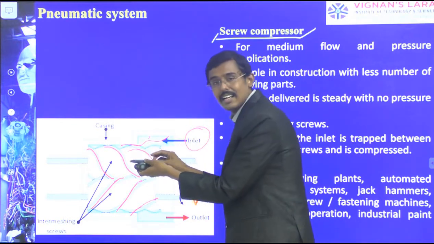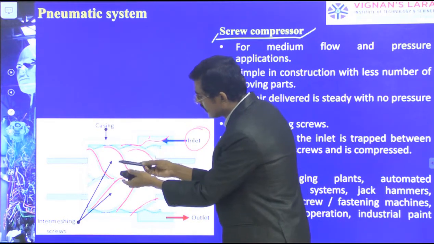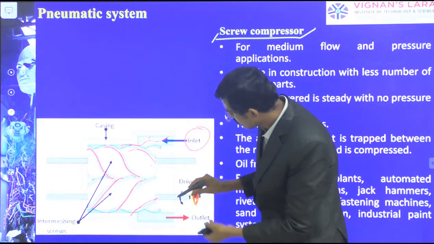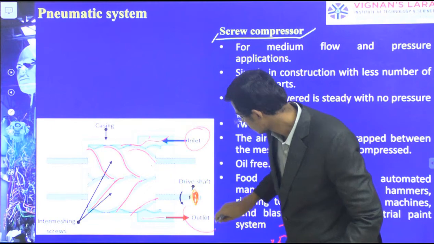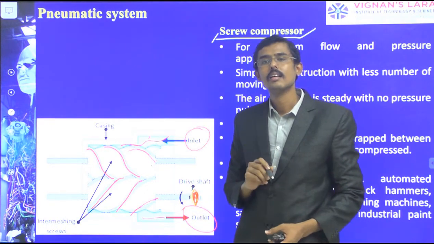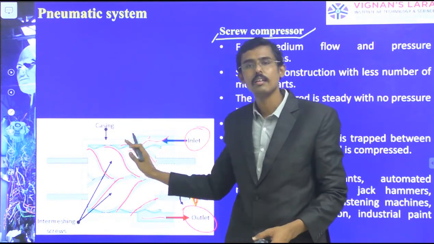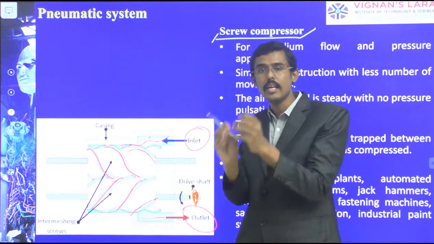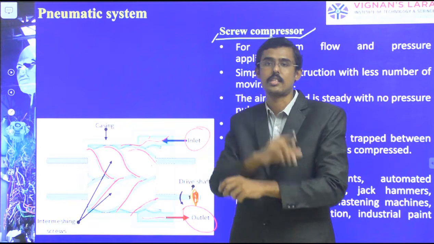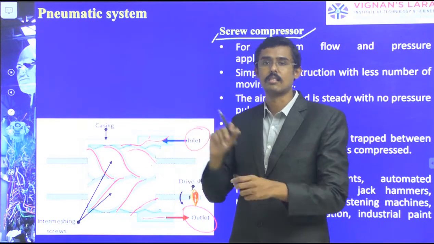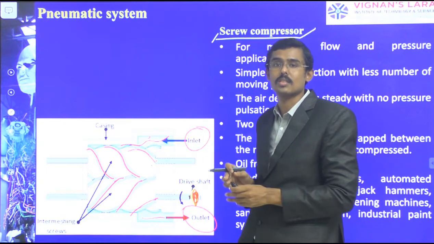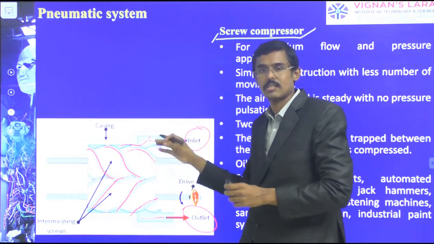And finds the threaded gaps, and it comes down and it comes here, and it wants to take exit. What happens here? Air is coming freely, and the compression process takes place by using screw threading action, screw rotating action. So air is compressed not by the piston, not by the reciprocating process, but by the screw actions.